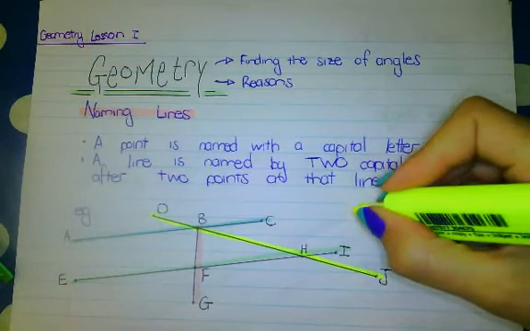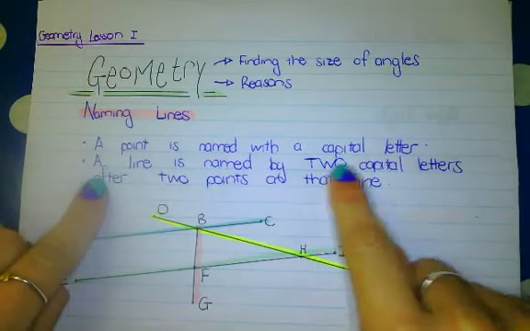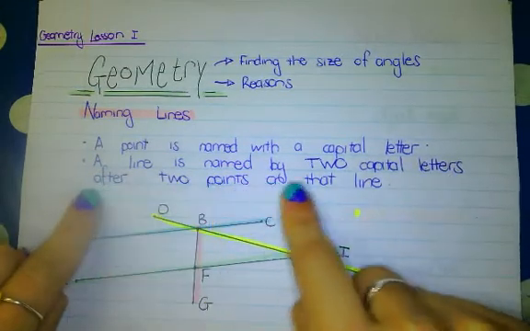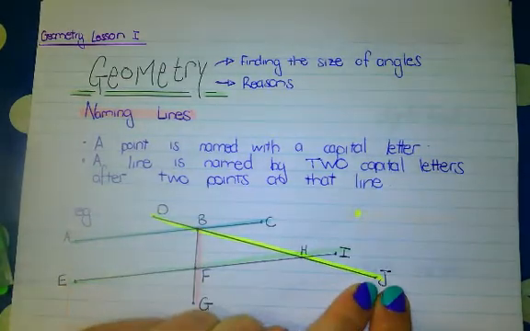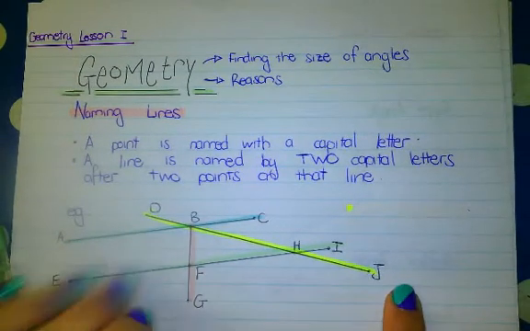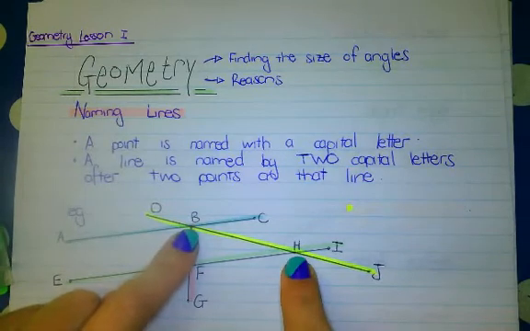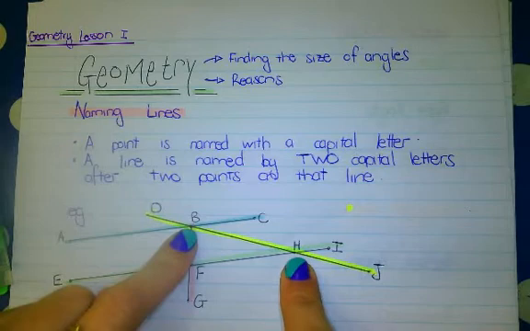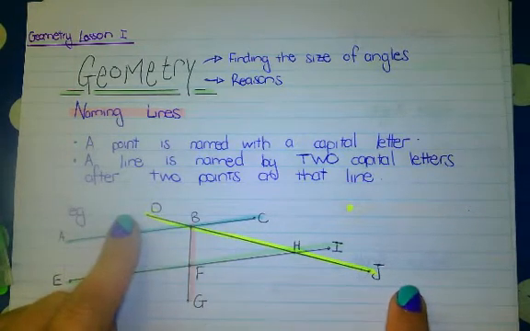Starting with this bright yellow one, there are many names that we could call this line. Remember, a line is named by two capital letters after 2 points on that line. Now this yellow line has 4 points on it. You can pick any two of those points and you're still referring to the same line. So I could call this yellow line, line DJ, and somebody else could call it line BH, and we would be referring to the same line. As long as you pick 2 points on that line, you're right.